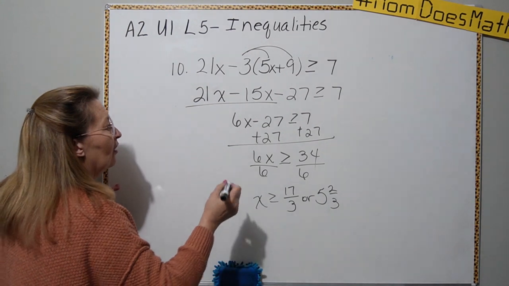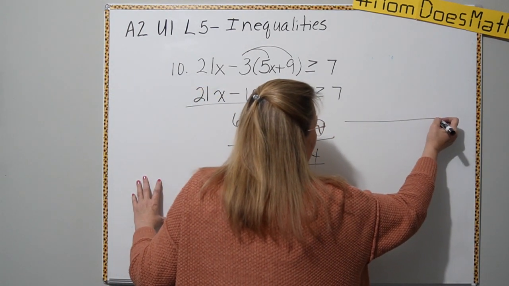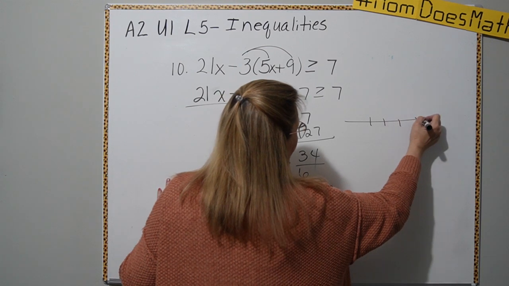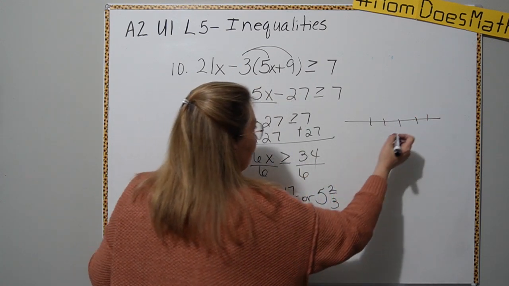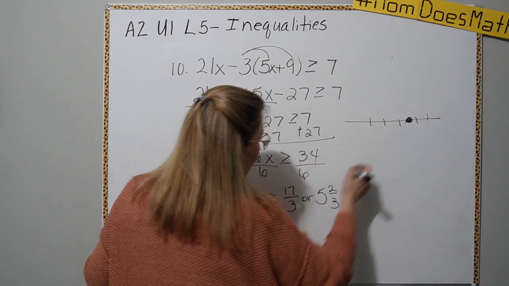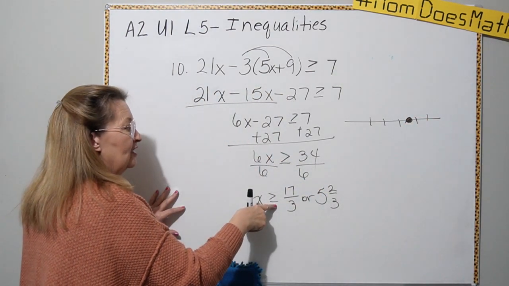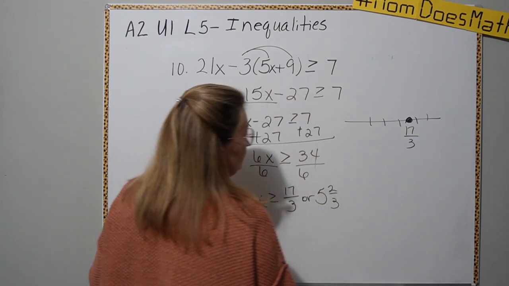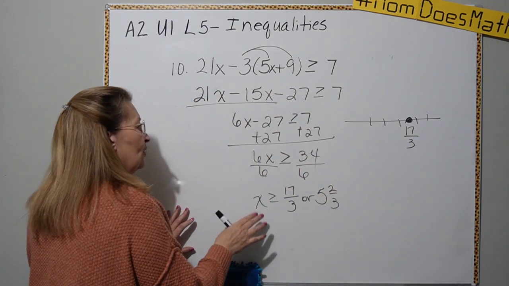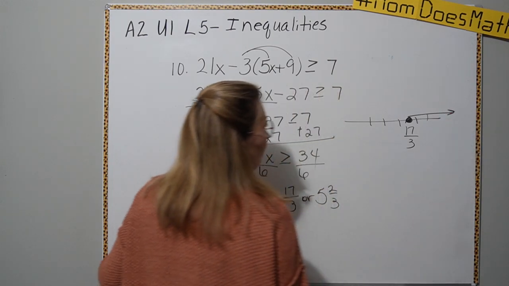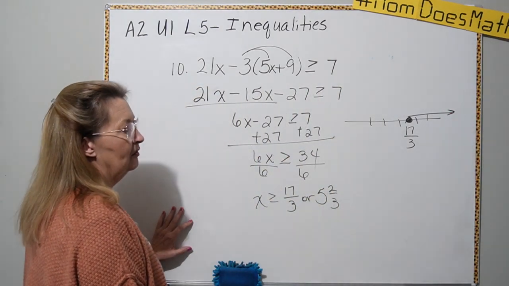Either way. All right, next we need to graph it. So go over there to your number line. It doesn't matter where you put your dot. 5 2/3 would be a little bit closer there. So just put a solid dot because this does have the equals to, and label it 17/3. All right, now if x is greater than or equal to that, it's going to go to the right. So there's what your graph is going to look like.